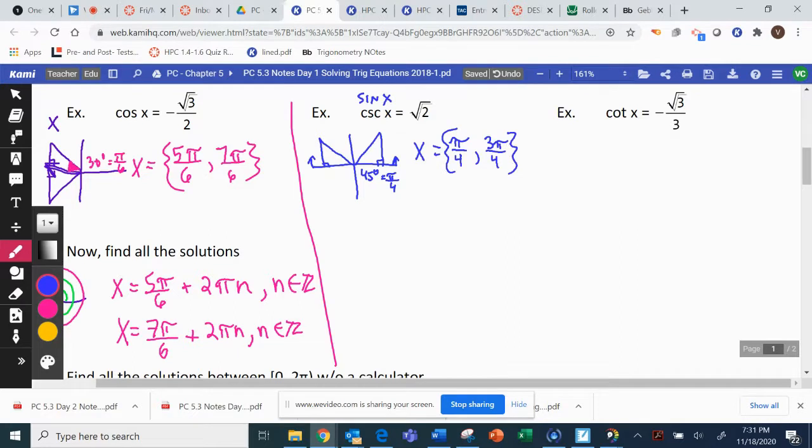To find all the solutions, we're going to start with pi over 4, and we're going to add on 2 pi n, where n is an integer. And we will also take 3 pi over 4 and add a full circle onto that, 2 pi n, where n is an integer.